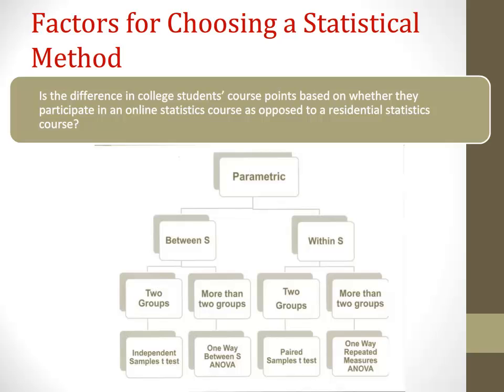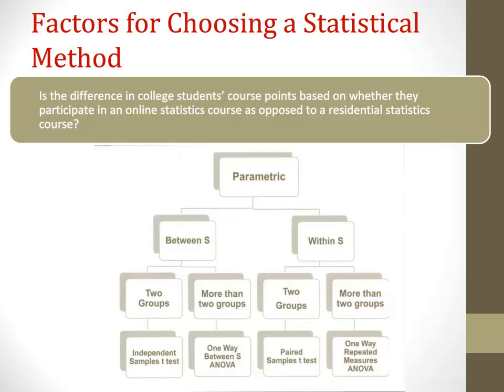So here we see one of the decision trees that Warner often uses for hypotheses of difference for a parametric analysis. So we determined, remember in our example, that we were going to use a parametric analysis. We determined that it was a between group study that was looking at two groups. We were looking at the difference between online and residential. So if we follow this down, we go parametric, between, two groups, we find that the appropriate analysis is probably the independent samples t-test.